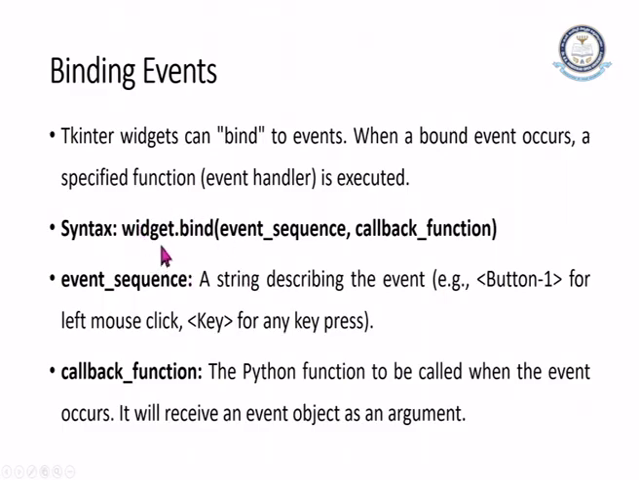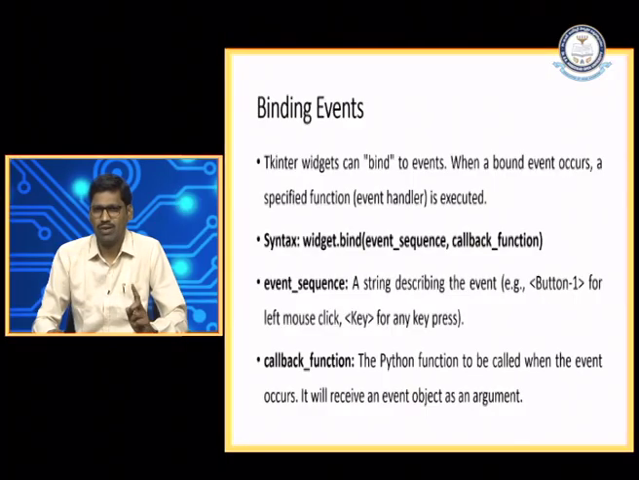Then how to bind this? For that, the syntax is widget.bind. Bind is a predefined function name, and here we need to write the event sequence, comma, callback function. What is the function you want to call? Event sequence means a string that describes the event. So, in this case, suppose I write Button-1 within the angular brackets, and B should be capital. The meaning of this code is left click. Okay, every string has a separate meaning. Button-1 means left click.